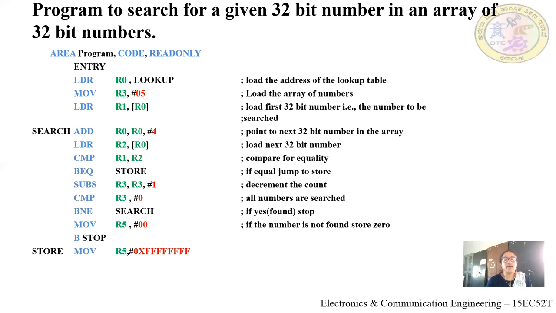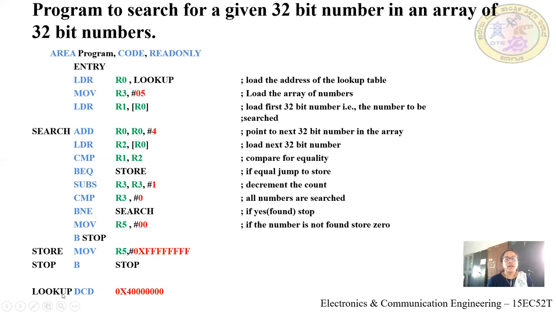Here we move FF to R5. If the number is found, we are going to move this value to R5. If the number is not found, we are going to move 00 to register R5. Okay. So stop B, stop. So next we'll see.